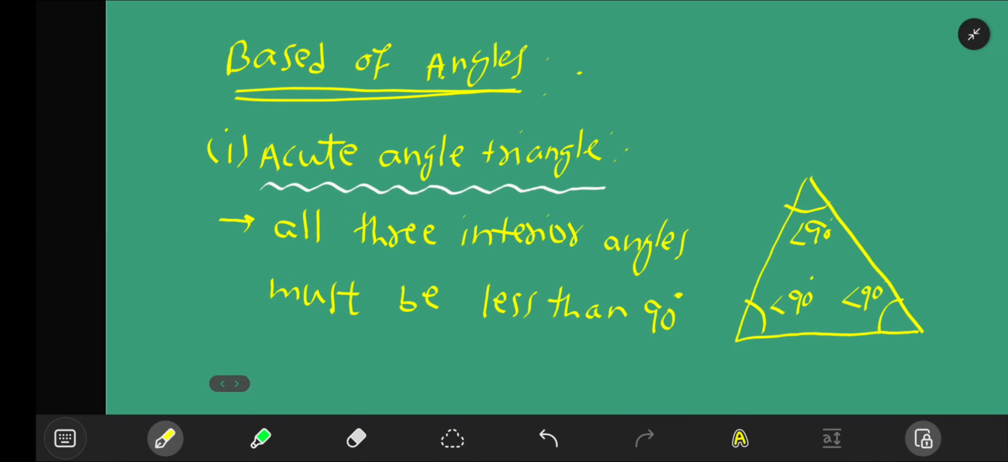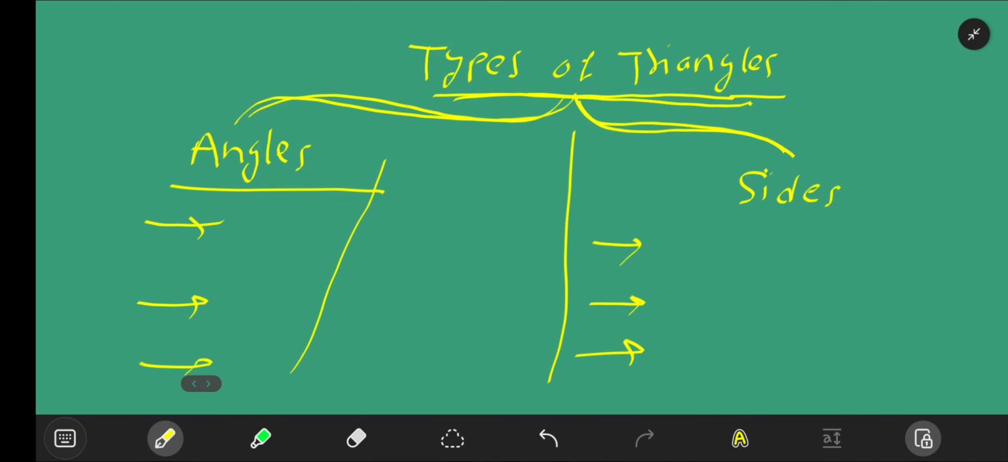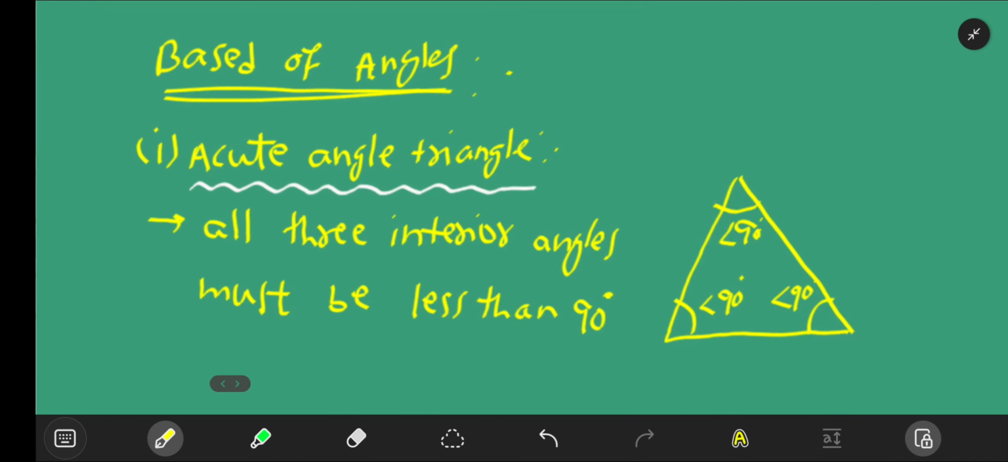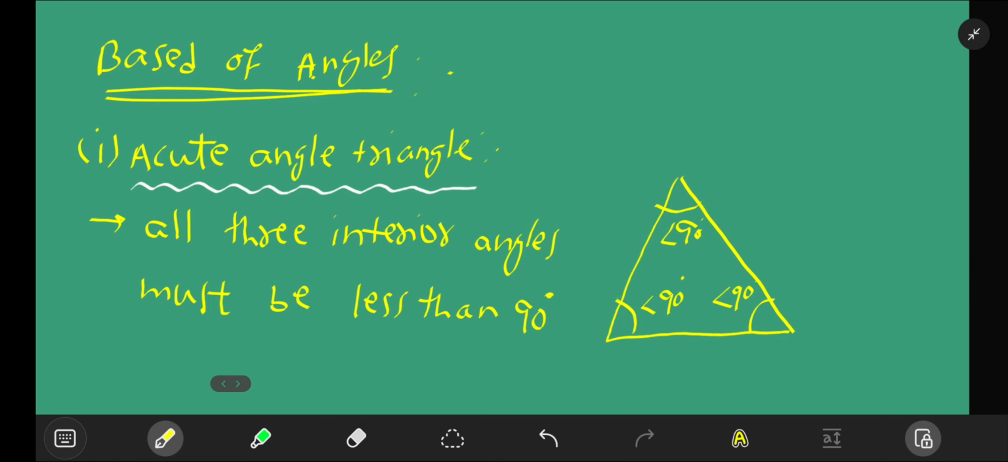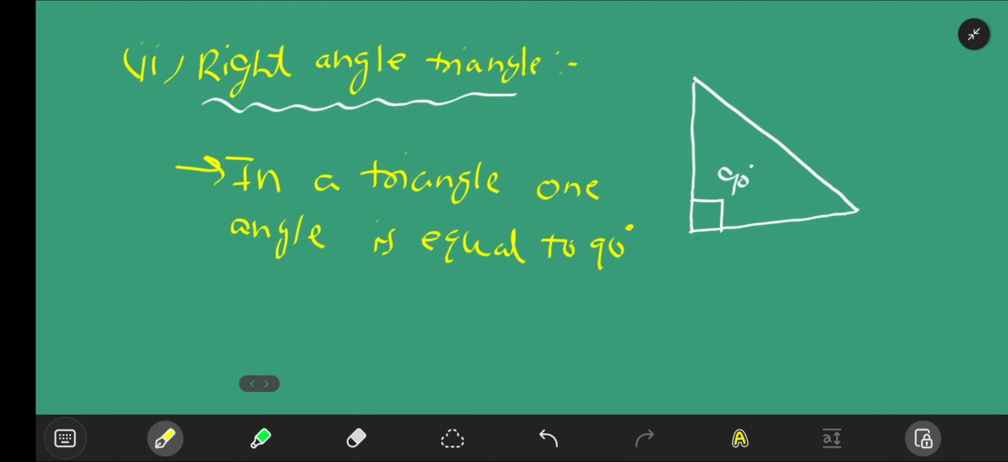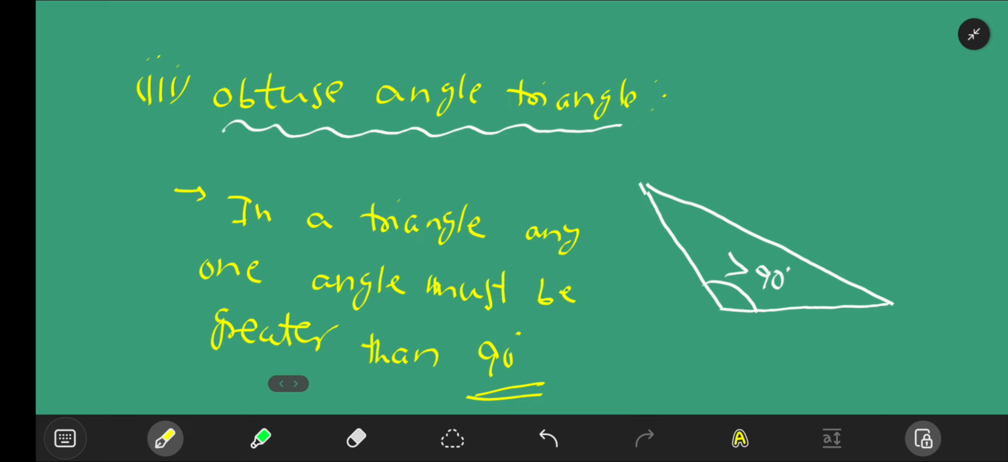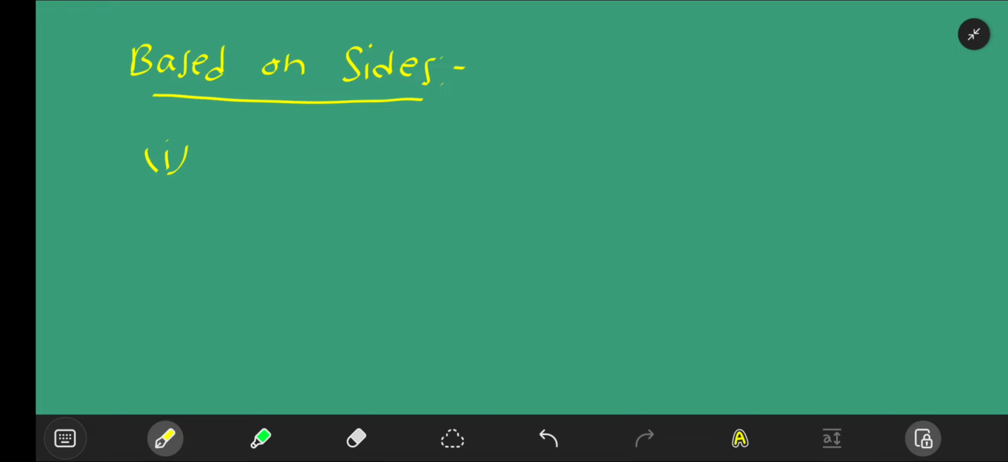This is based on angles, we have done, and next based on sides. Based on sides we are doing now. Based on angles, one is acute angle triangle, second is right angle triangle, and third is obtuse angle triangle. Now based on sides, the first one is equilateral triangle.